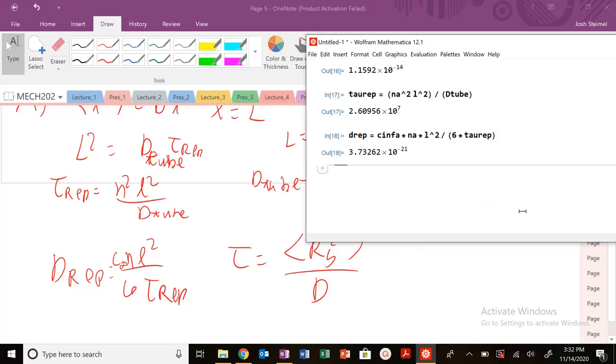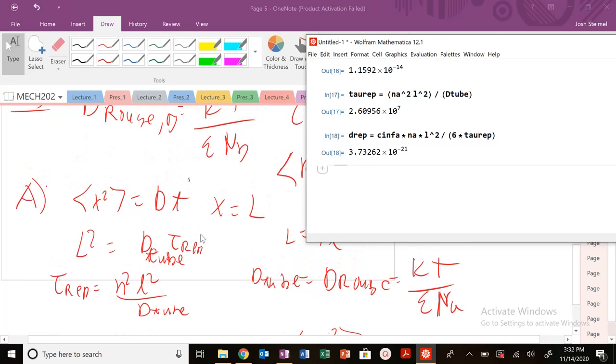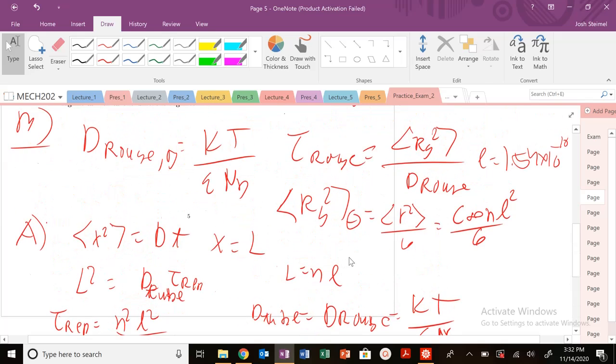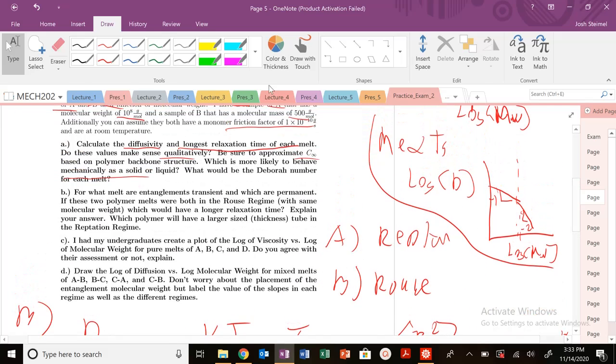And you can see a very, very small diffusivity, as you might expect in the reptation regime. But these are kind of exaggerated numbers, extreme examples. That's it. So, based on the background structure, which is likely to behave like a solid or liquid?